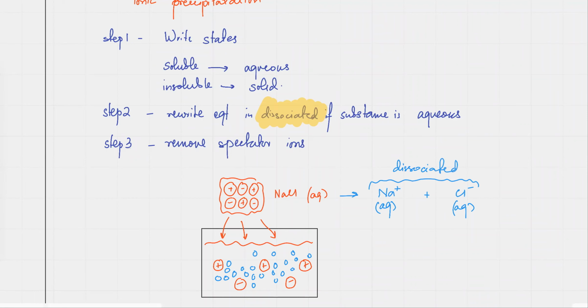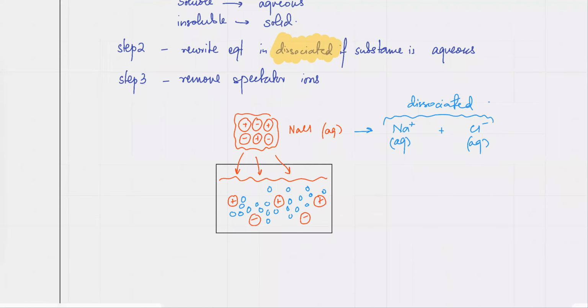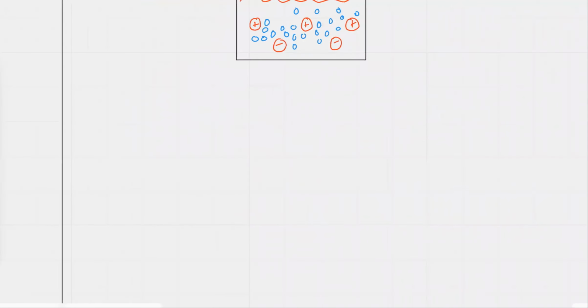Okay, this is dissociated. So if HCl is aqueous, that means H+ and Cl ions are going to be separate. They would be scattered in the water. Okay, so what does that have to do with the equation?